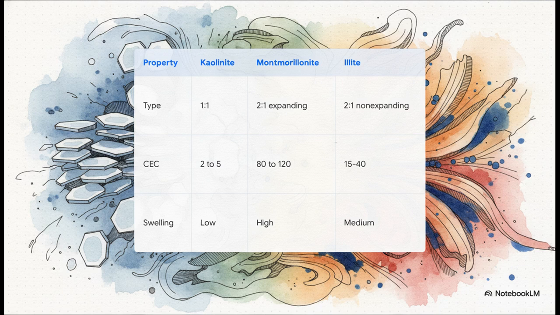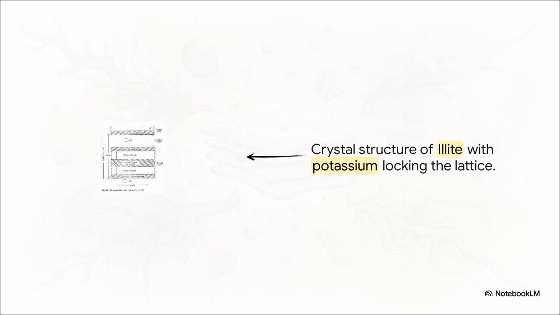Because of that expanding nature and the isomorphous substitution, montmorillonite boasts a cation exchange capacity, or CEC, of 80 to 120. That completely dwarfs kaolinite, which sits at a measly 2 to 5 CEC. Montmorillonite is highly cohesive, it's plastic, it swells, it shrinks, while kaolinite is low across all of those metrics. And then we have illite sitting comfortably right in the middle, with a CEC of 15 to 40 and medium swelling.